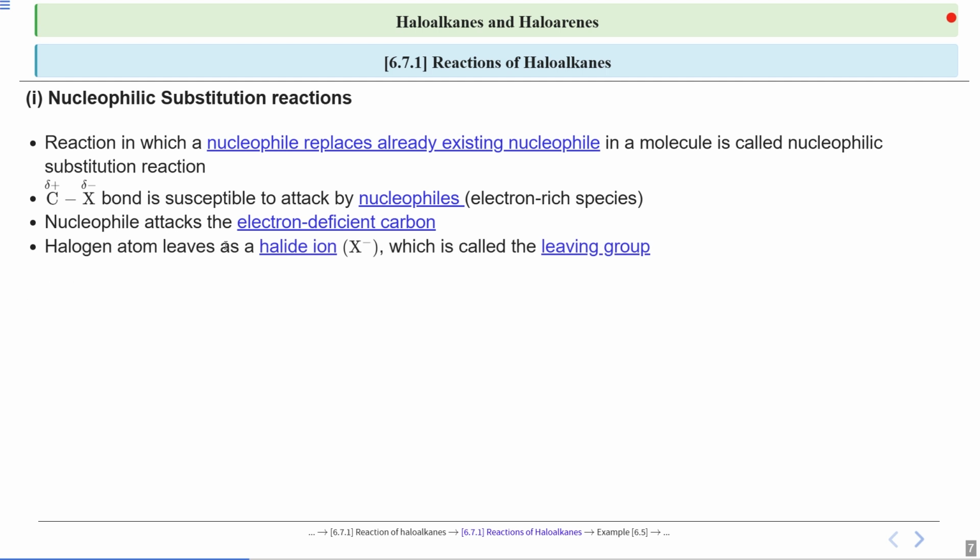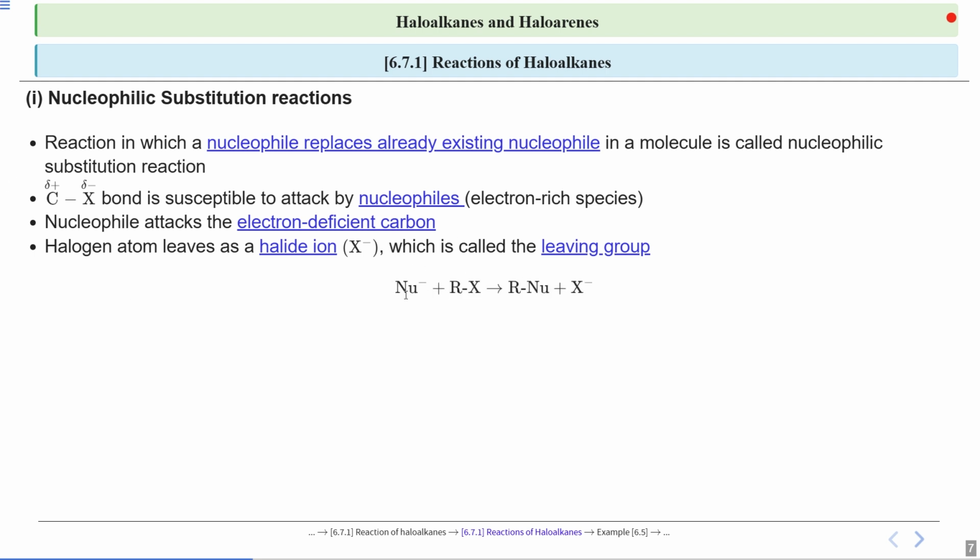Halogen atom leaves as a halide ion, as X negative, which is called the leaving group. After the nucleophile attacks this partial positive carbon, which is electron deficient, this halogen atom leaves as a halide ion, X negative, and we also call it the leaving group because it is leaving from this carbon after the breaking of the carbon halogen bond.